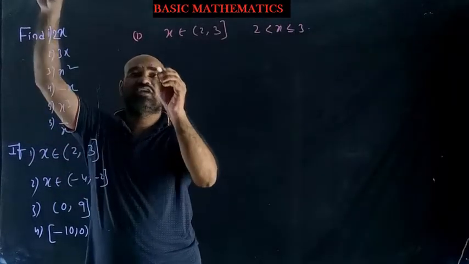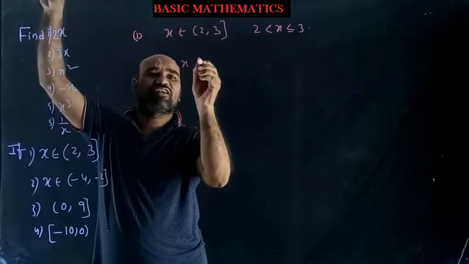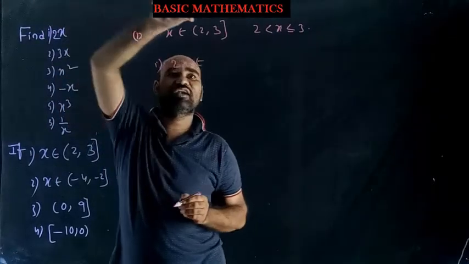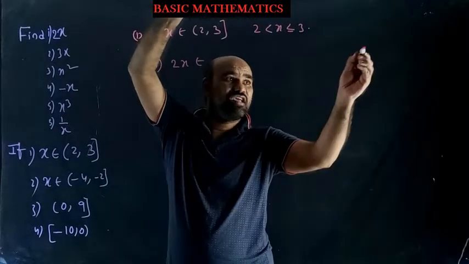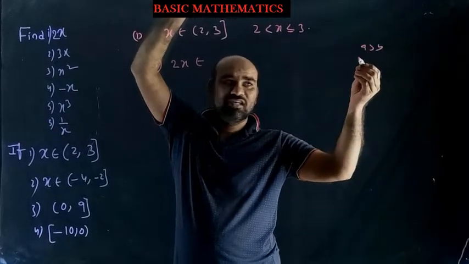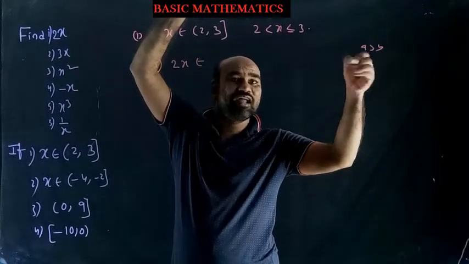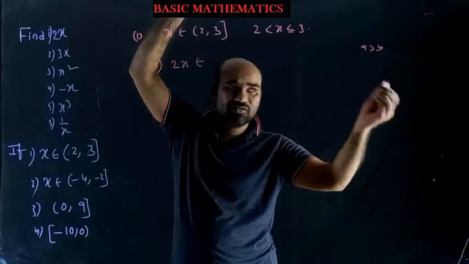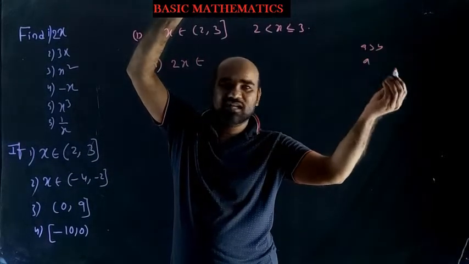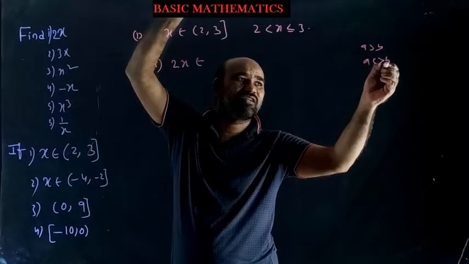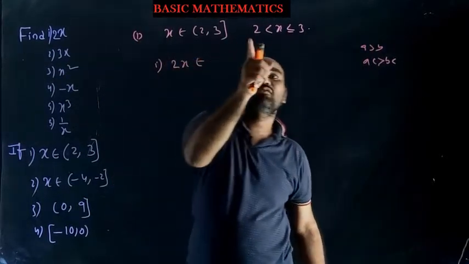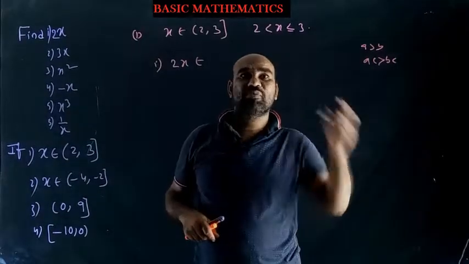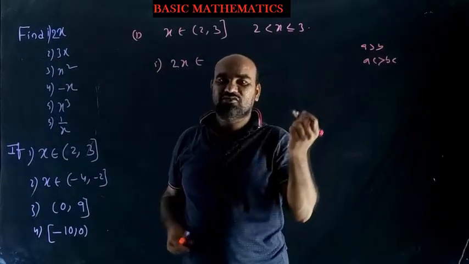First of all, I want 2x. Directly I want that answer 2x. Each element of this set is multiplied by 2. So if A is greater than B and C is multiplied on both sides, which is positive, the inequality won't alter. So I can say that AC is greater than BC. Same concept here. So I am multiplying by 2. Nothing happened to the inequality because 2 is positive.